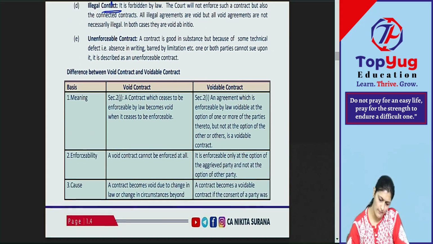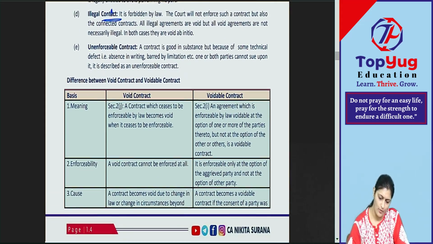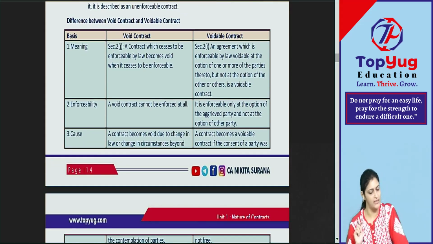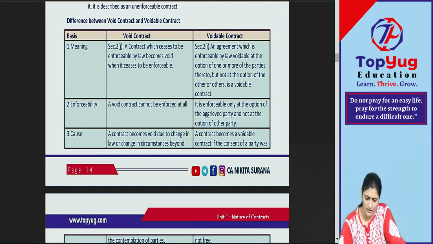Now, before going to the next type of contract, I just want you to look into the differences. If we see the difference between void and voidable contract, what is the first difference? The first difference is nothing but the definition. What is a void contract? A contract which ceases to be enforceable by law becomes void when it ceases to be enforceable. What is a voidable contract? An agreement which is enforceable by law is voidable at the option of one or more parties thereto, but not at the option of the other or others, is a voidable contract.